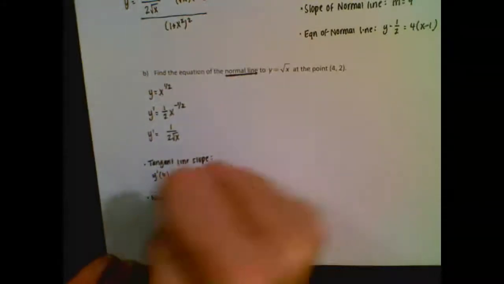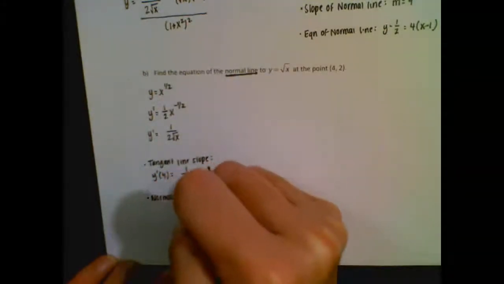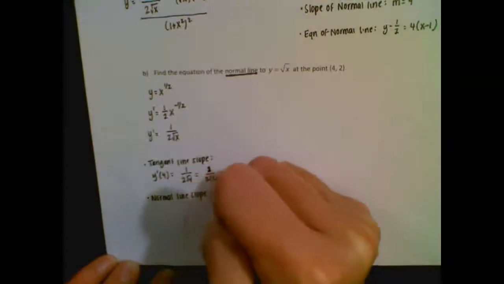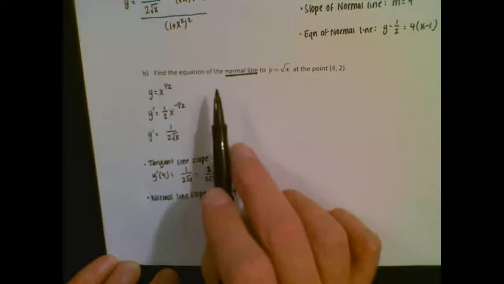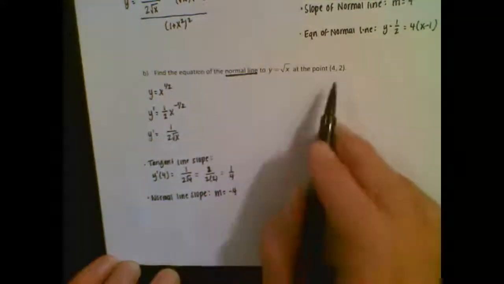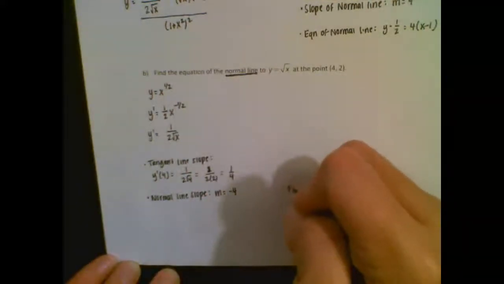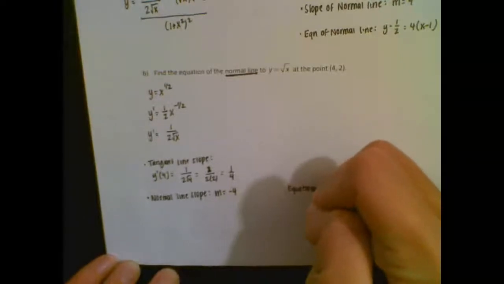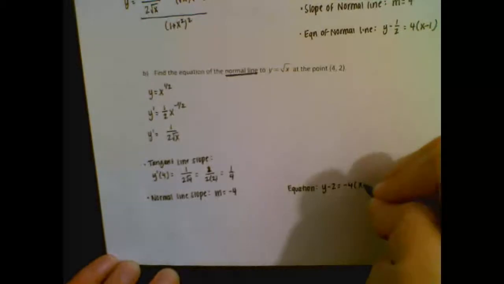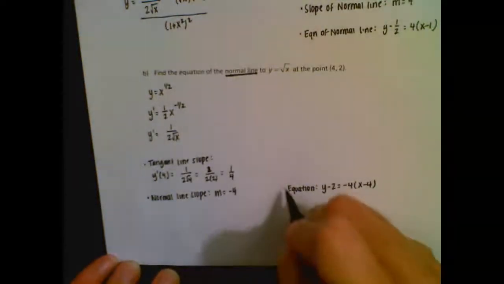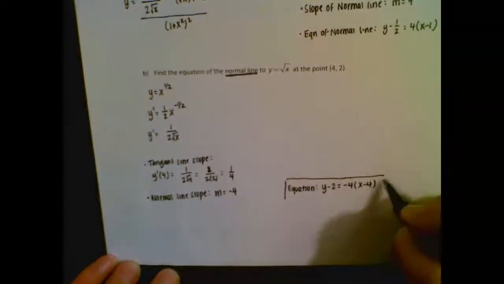Which means that my normal line slope is going to be that opposite reciprocal. So my slope would be -4. I'm looking for the equation of the normal line, and once I have the slope, I already have the point here. My equation, again, I'm just going to leave in point slope form, would be y minus 2 is equal to -4 times x minus 4. And that's all I'm looking for, the equation of the normal line.